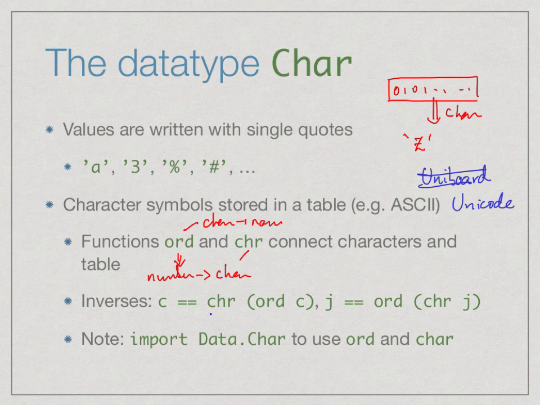These are inverses. If I take a character, take its number, and then convert it back, I'll get the same character. Similarly, if I take a number, convert it to a character, and then extract its number, I will get back the same number. If we want to use these functions in our Haskell code, they are not included by default. You have to import a character module, using the statement import Data.Char at the top of your .hs file, if you want to use ORD and CHR.